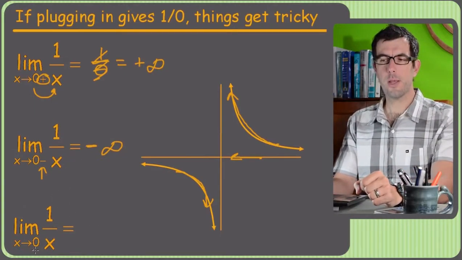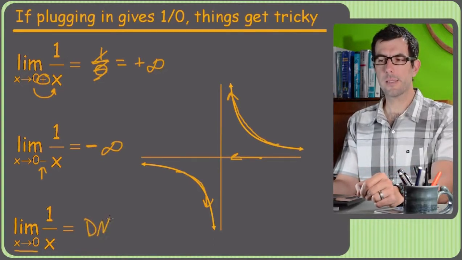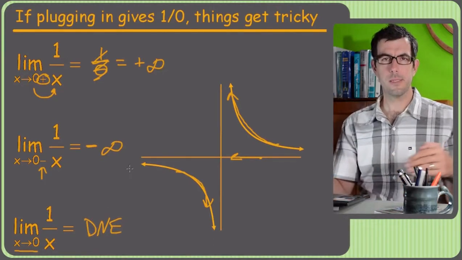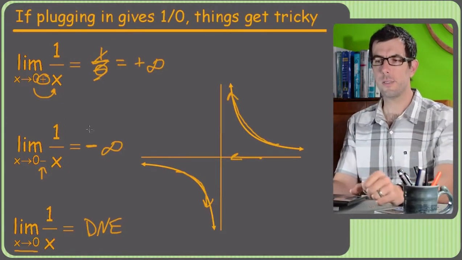And then I just put this last one on here. It's not a one-sided limit, it's just a regular limit. This is definitely a does not exist, because this and this don't match, so there's no limit.